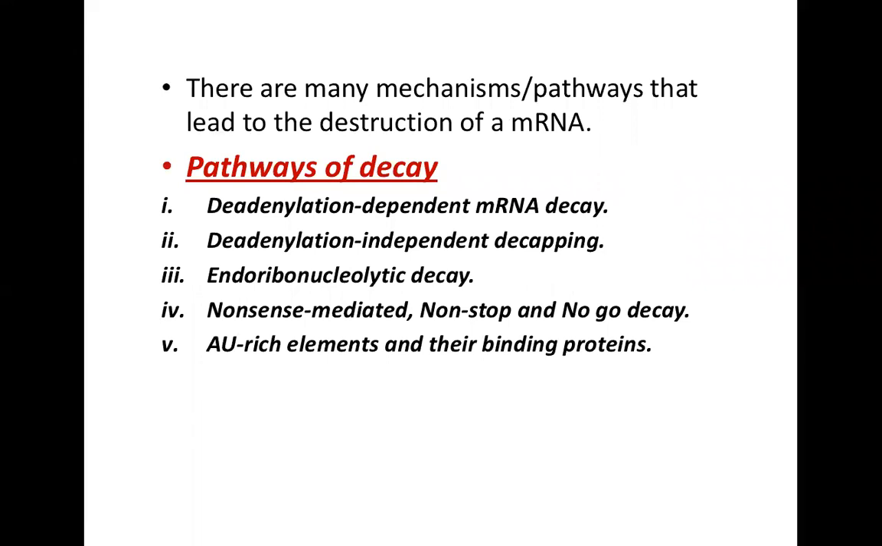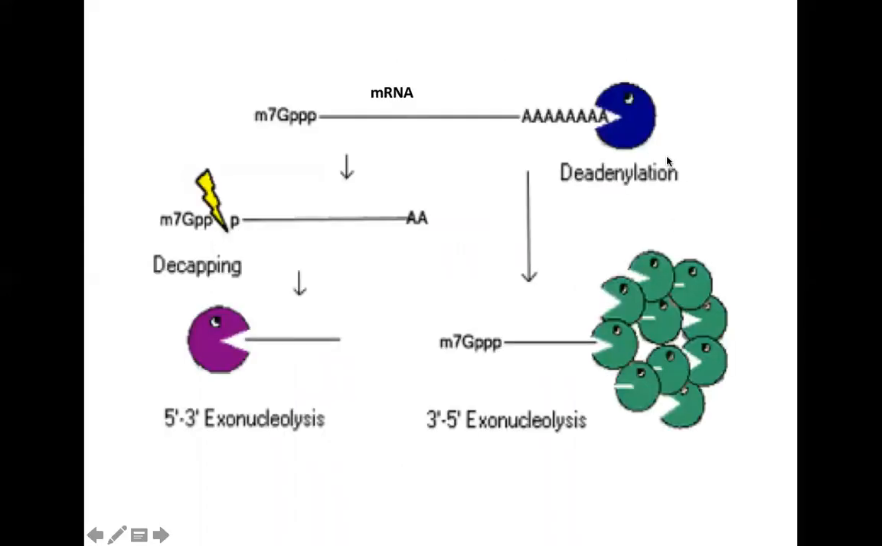So there are lots of different pathways. We would discuss one by one some of the most common pathways. As I have told you, deadenylation-dependent mRNA decay means where deadenylation is mandatory. You definitely need to remove the poly-A tail, otherwise you cannot destroy the mRNA molecule.